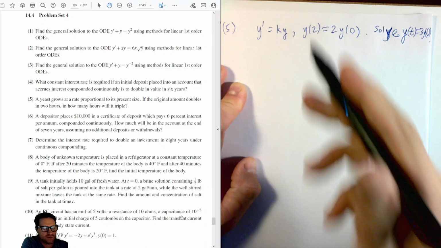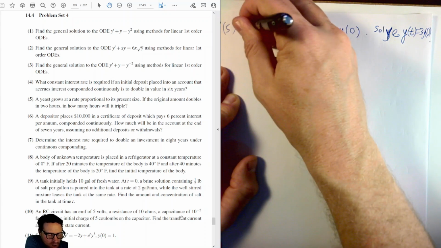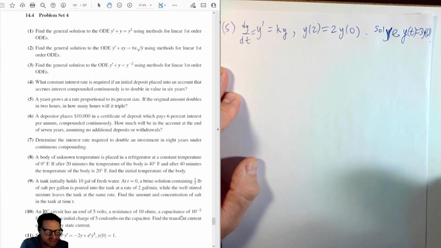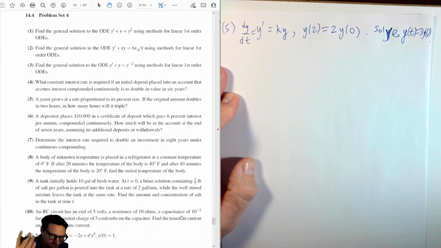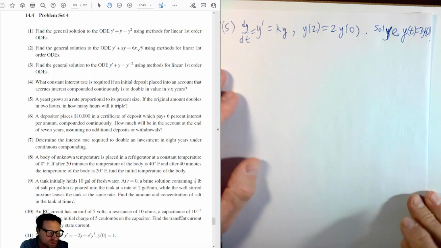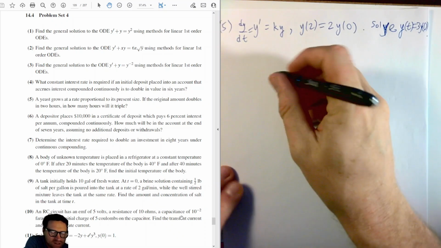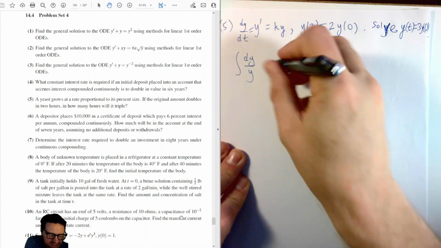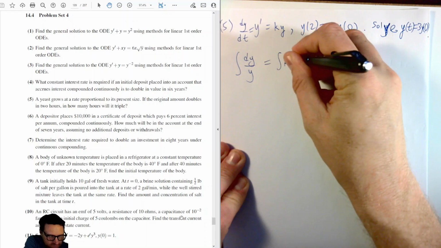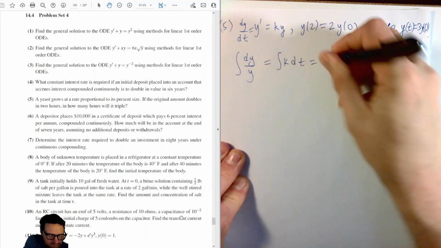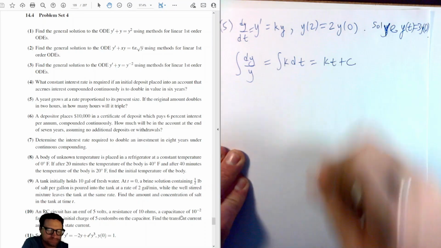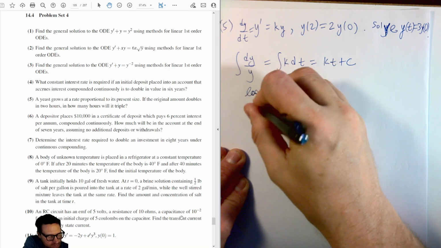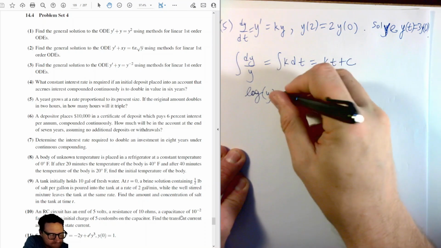Okay, so let's solve this first. So this is dy on dt. Now this equation is separable and it's also linear. So let's solve this as a separable equation. That's probably the easiest way to go. So we've got dy on y integrated is equal to the integral of k dt, which is just kt plus c. On the left-hand side, we have the natural log of y.